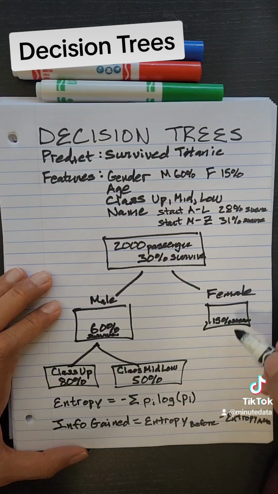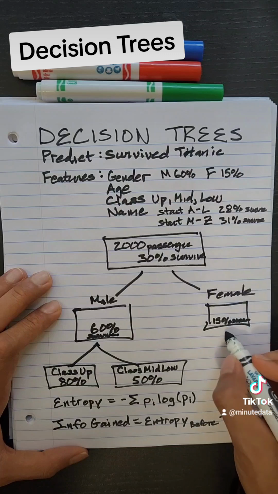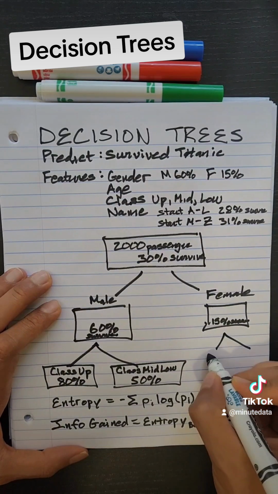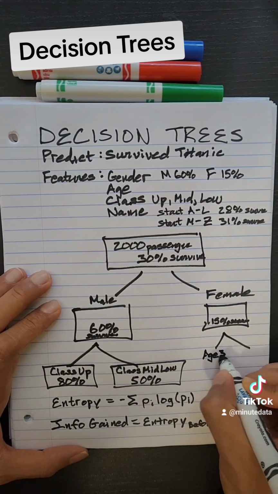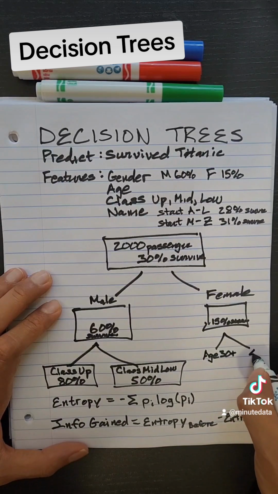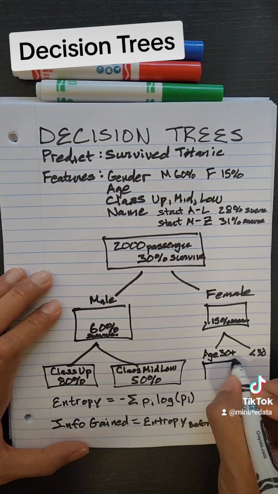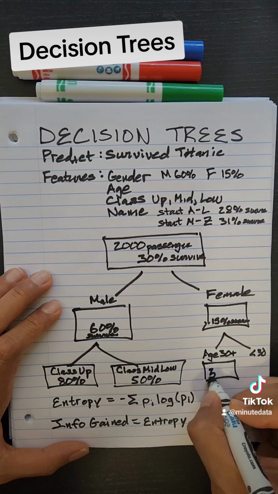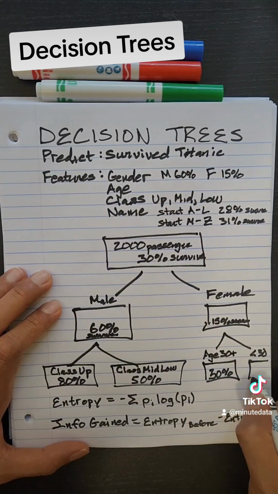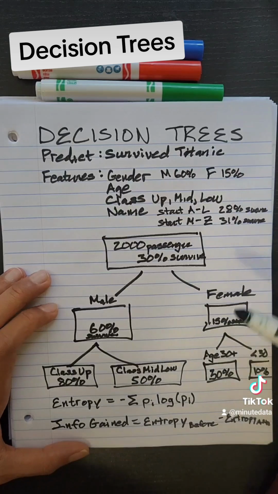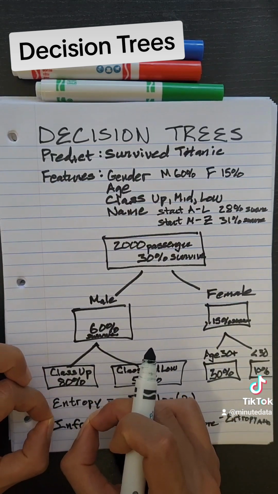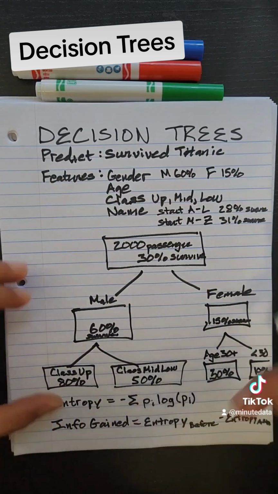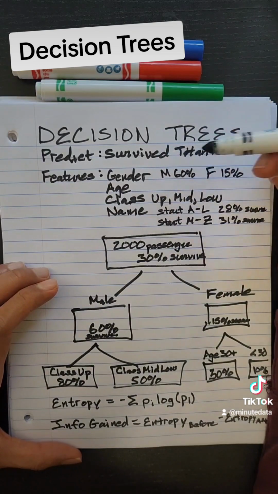And then among the females, we'll repeat the same exercise. Maybe for females it could be age, for example: age 30 plus and then under 30. Maybe for 30 plus we saw 30% survive, and for under 30 we saw, say, 10% survive. Essentially, we repeat this process, trying to figure out which feature creates the best split and the biggest difference in our outcome of interest, which is survival.